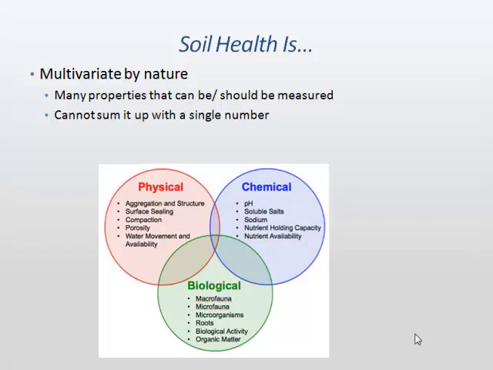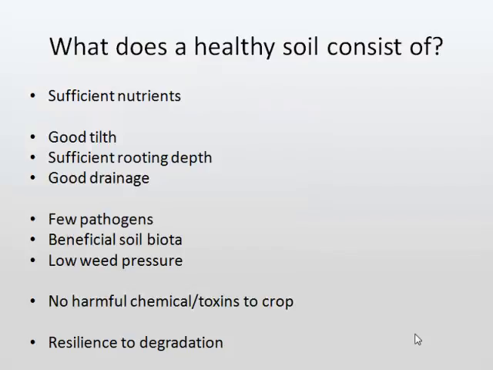Okay, so we already had some healthy exchange here. Can we all agree about what a healthy soil consists of? So there are some things that I think that universally we would say this is what makes up a healthy soil. Sufficient nutrients, good tilth, rooting depth, good drainage. We don't want a soil that's chock full of pathogens or weeds, of course. And we want something that's going to be resilient and biologically active, right? So the problem is that, so does anyone disagree with this list? First of all, maybe we can start there. I'm sure there's things missing.